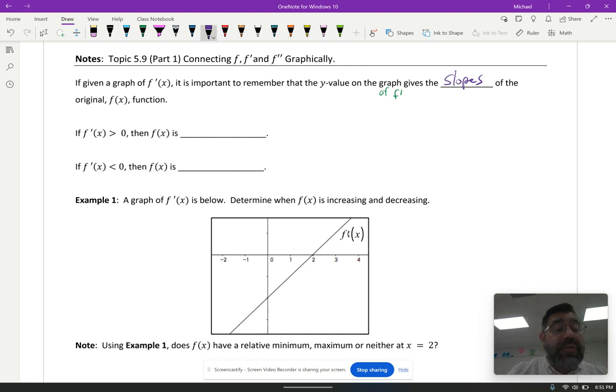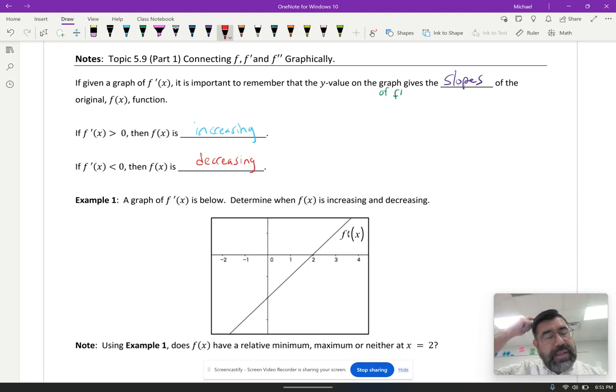And so another way to think about it is whenever f prime is greater than 0, whenever it's positive, then the original function is increasing. And wherever the derivative is less than 0, whenever it's negative, then the function is decreasing. So these are the same ideas we talked about in the other video, but now it's almost backwards. We're given the derivative. What do we know about the original function?